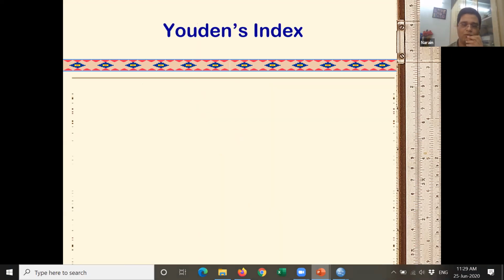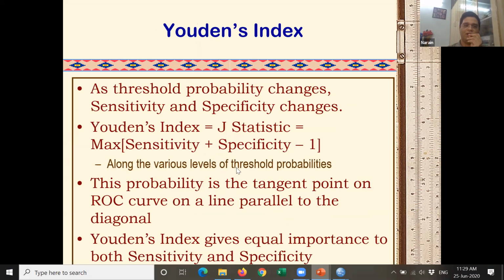The Youden index tells you, for every threshold point, you try all possible values, 0.1, 0.2, 0.3 up to 1, from 0 to 1. And you find the number where sensitivity plus specificity minus 1 is maximum. Graphically, that's the tangent parallel to the diagonal line touching the ROC curve. That might help you in giving an appropriate cutoff. But here again, remember, it gives the same importance to both sensitivity and specificity, which may not always be true.